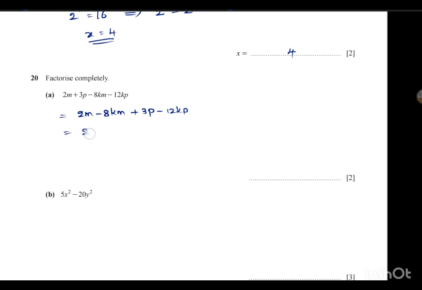First two terms take 2m as common. So 2m into 1 is 2m, minus 2m into 4k is 8km, plus take 3p common in the last two terms. It is again 1 minus 4k. So 1 minus 4k is common again, which is multiplying to 2m plus 3p. This is the factorization for the given expression.